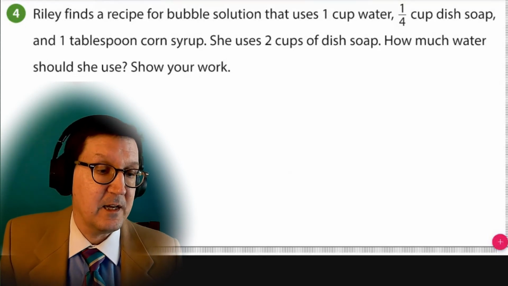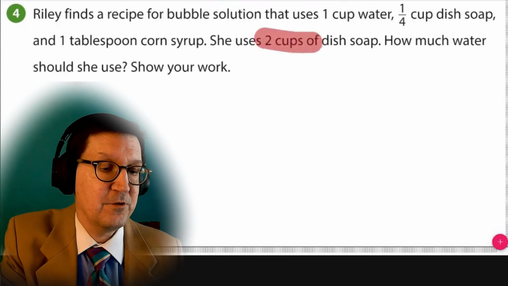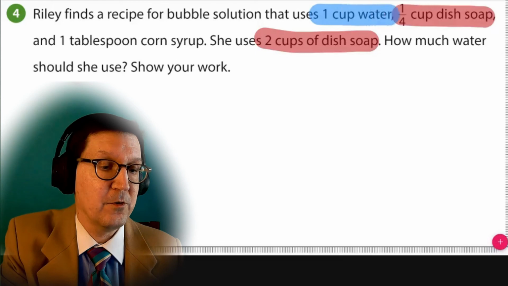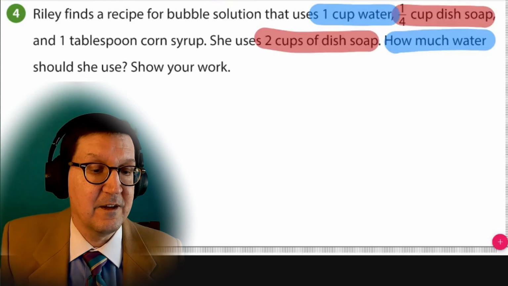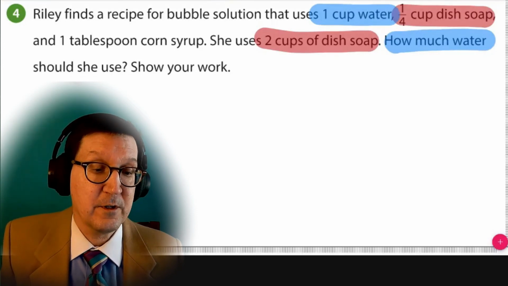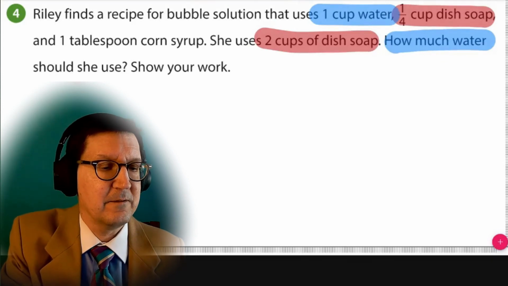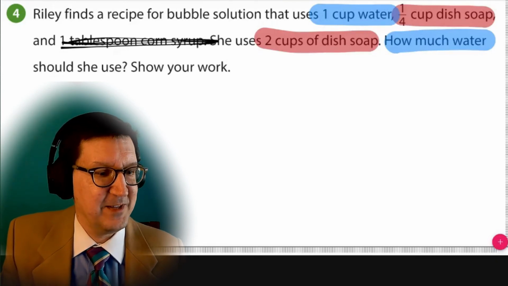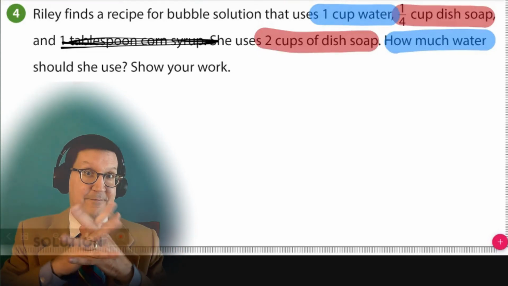So let's see. We need to pull our data out, right? We have, she's using 2 cups of dish soap. The recipe has a 1/4 cup of dish soap per 1 cup of water. And we're looking for how much water. Okay, so we're looking at water per soap. And a tablespoon of corn syrup. Well, that's nice to know, but that data isn't necessary for this problem, is it? So we can disregard that. So, show your work. Let me know, and I'll be back in a second.